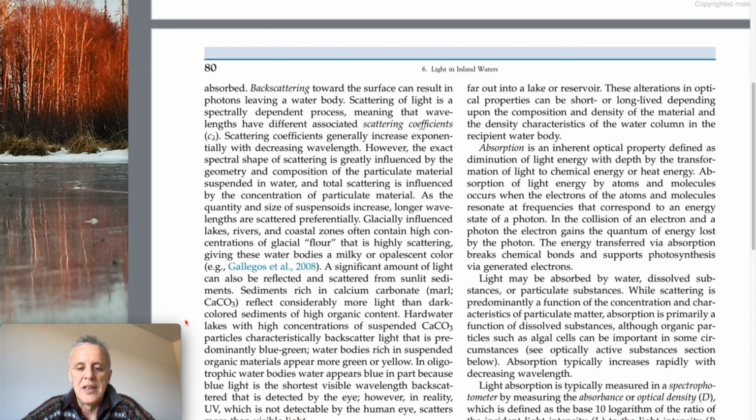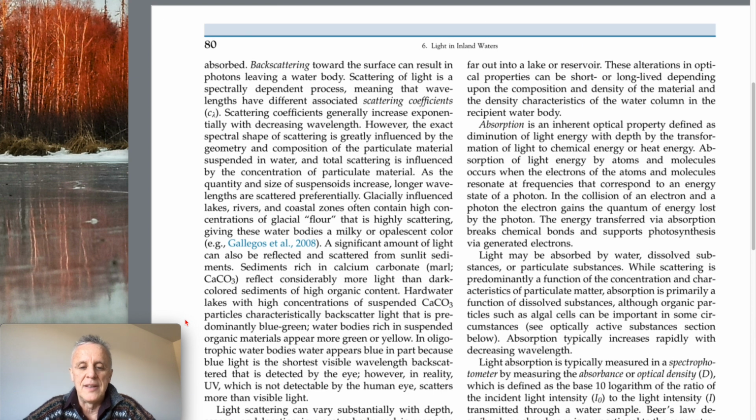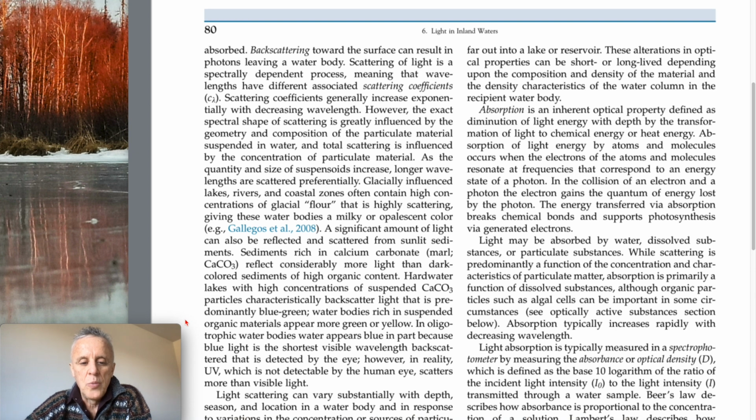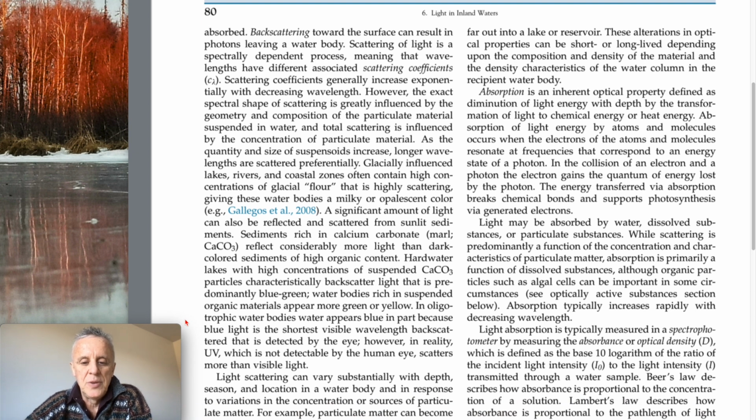Scattering coefficients generally increase exponentially with decreasing wavelength. However, the exact spectral shape of scattering is greatly influenced by the geometry and composition of the particulate material suspended in water, and total scattering is influenced by the concentration of particulate material. As the quantity and size of suspensoids increase, longer wavelengths are scattered preferentially. Glacially influenced lakes, rivers, and coastal zones often contain high concentrations of glacial flour that is highly scattering, giving these water bodies a milky or opalescent color.